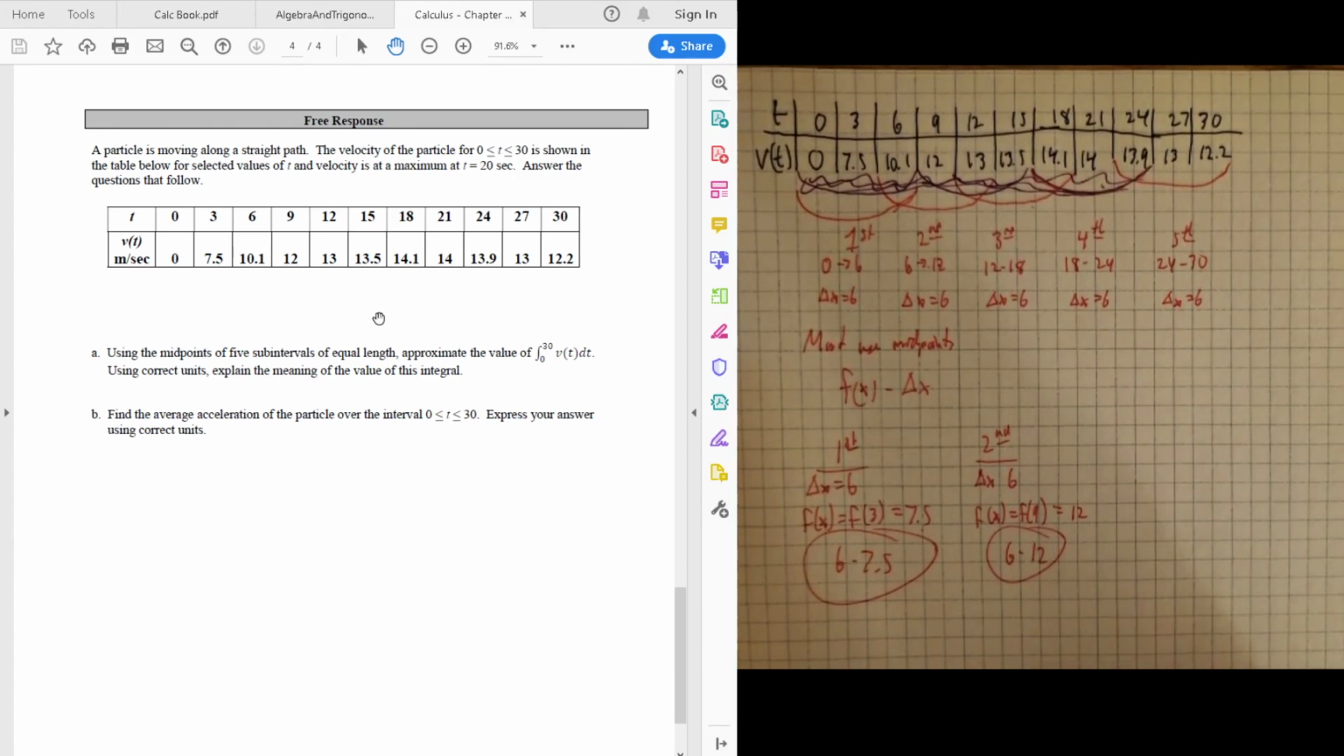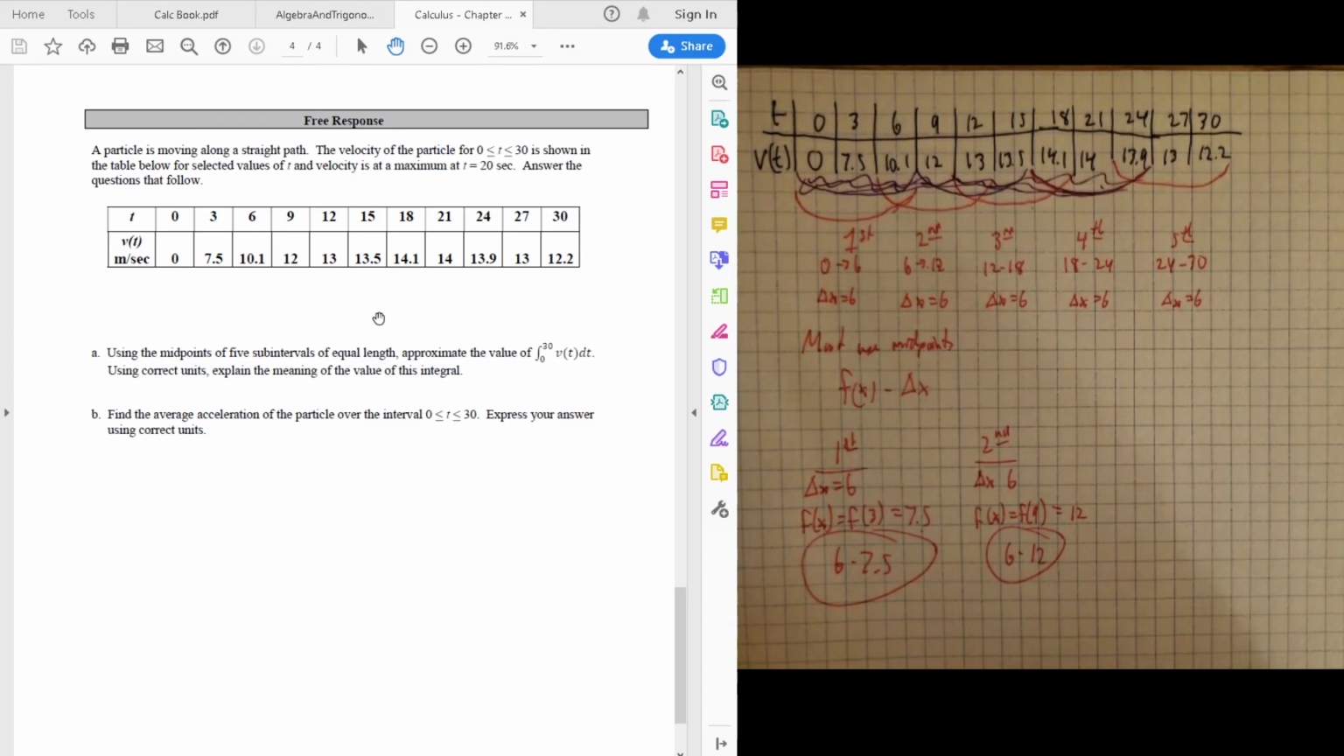And then make sure to use the correct units. So if we are integrating velocity, when you integrate velocity, you should always get a distance of some kind. Make sure to note from the problem which distance that's going to be, whether it's in feet or centimeters or miles or whatever it's going to be in. Make sure you know what that is.